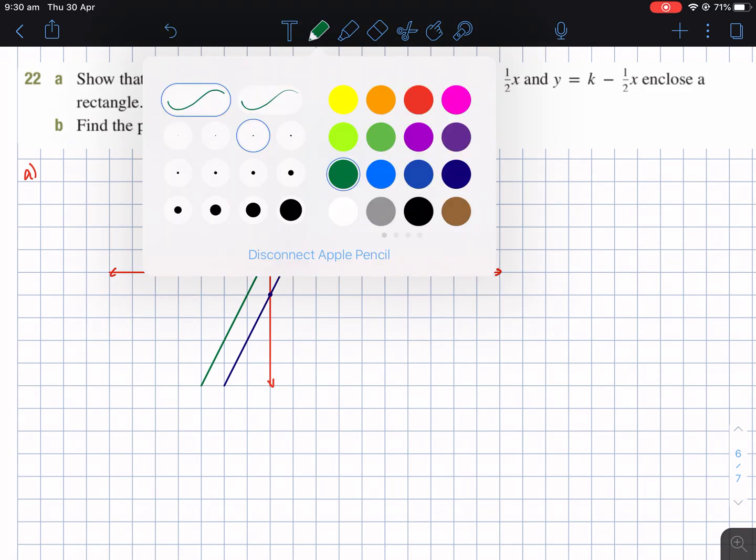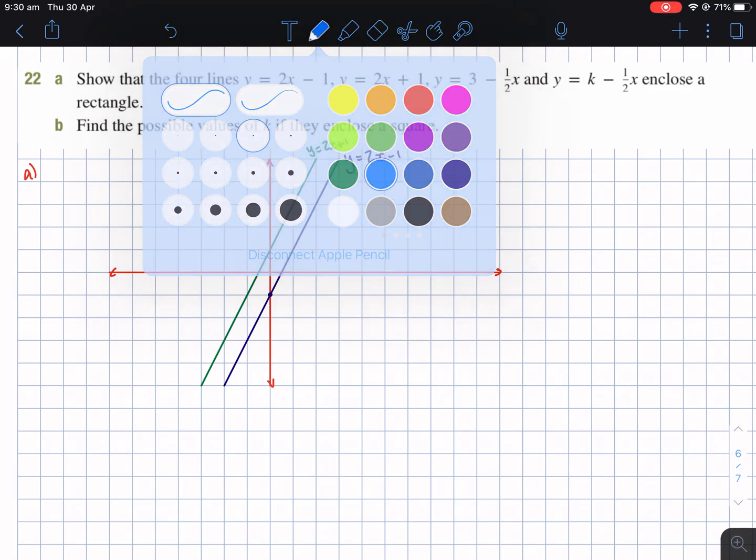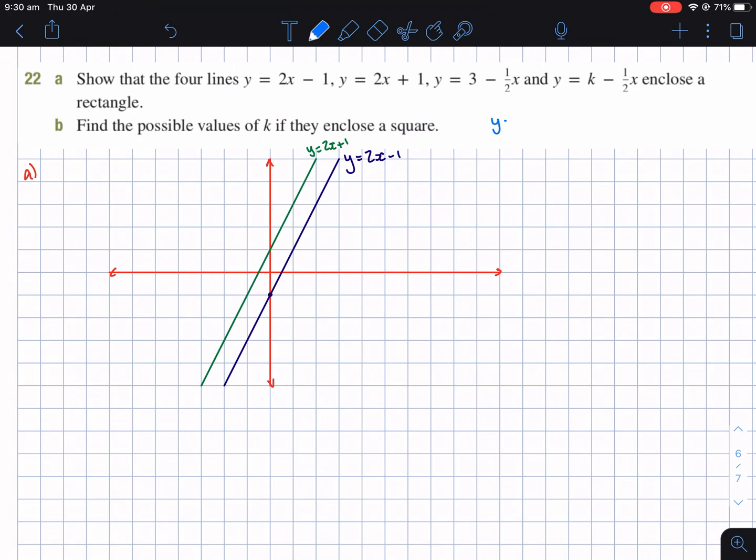And we've got y equals 3 take a half x, which is the same as y equals negative a half x plus 3. So that means we're starting at 3 and we're going down 1 for every 2 we go across.